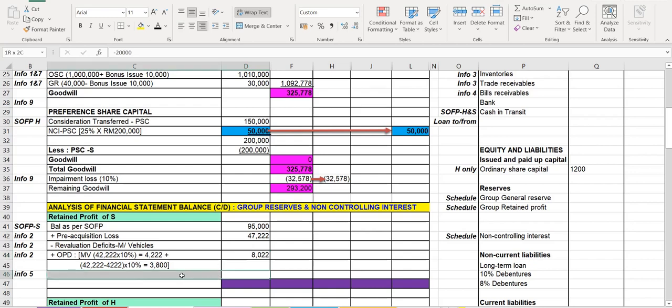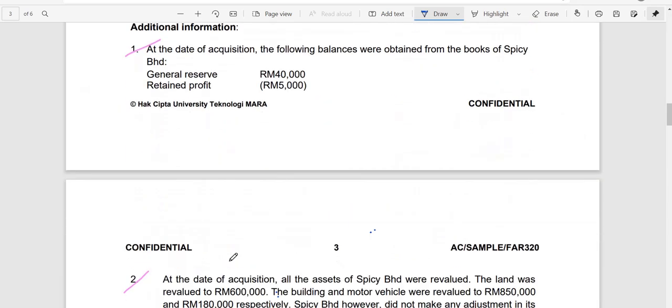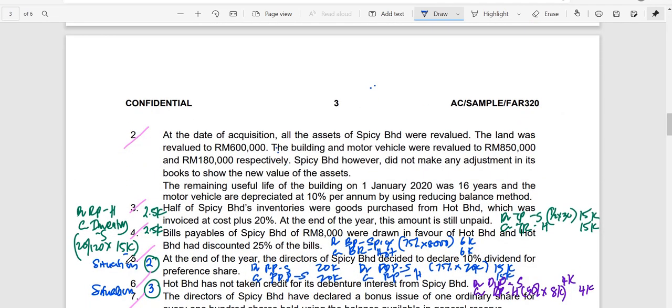Next one is regarding information number 5. Check your question. What is information number 5? Information number 5 is regarding the dividends. So if you recall, the dividends in information number 5 was actually situation number 2, where both subsidiary and parent have not yet provided or recorded the dividend. So therefore, you need to go and record.